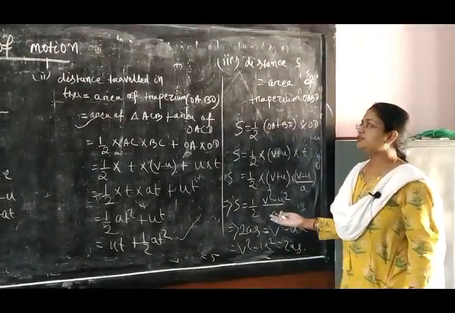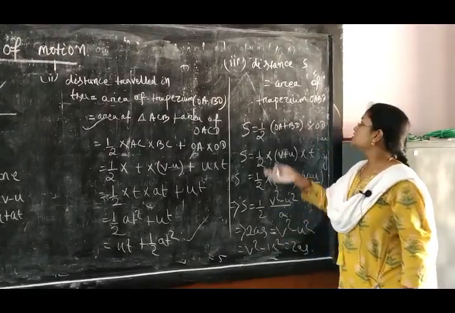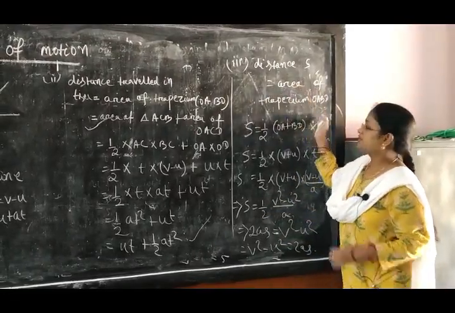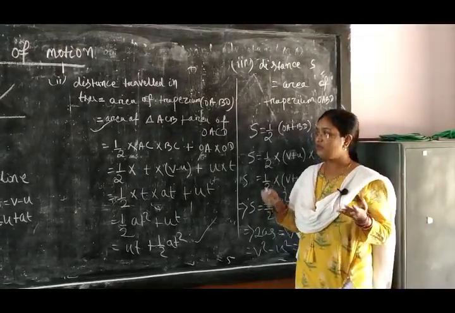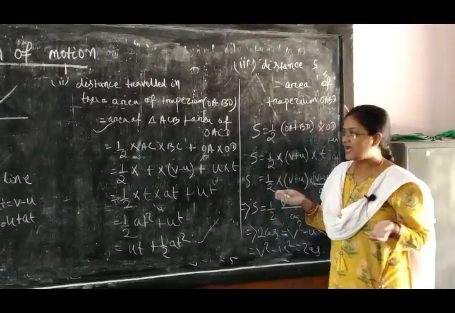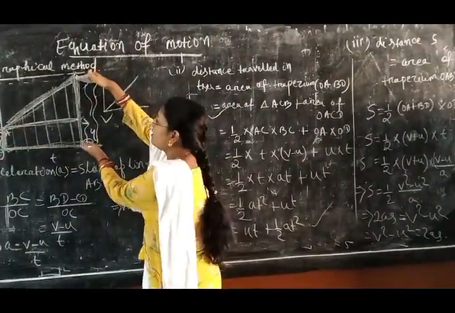I had told you that if you find the area of the trapezium, then you can derive the third equation of motion. So distance is equal to the area of the trapezium OABD. What is the area formula for a trapezium? Half into the sum of the parallel sides into height. Sum of the parallel sides: this is one parallel side and this is the other parallel side.